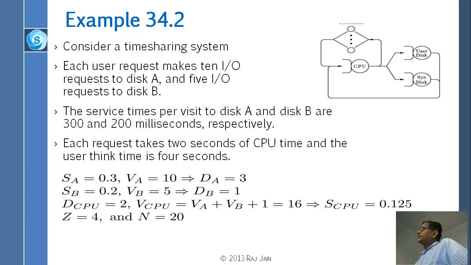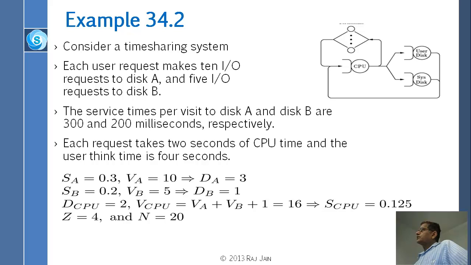Okay, so we are going to consider the same system as before. And here is what we know. Each user makes 10 IO requests to disk A and 5 requests to disk B. So we wrote down here, V_A is equal to 10 and V_B equal to 5. All right. And the service time per visit to disk A is 300 milliseconds and 200 for disk B. So we wrote down S_A is equal to 0.3, S_B is equal to 0.2. All right, we multiply those two to get D_A equal to 3 and D_B equal to 1.